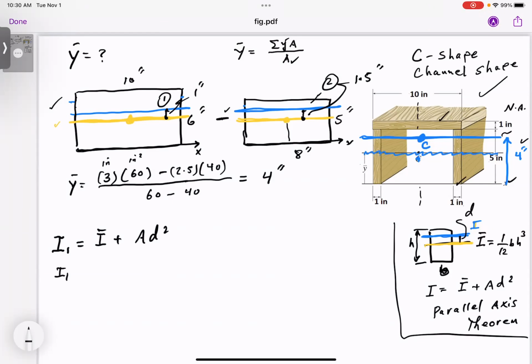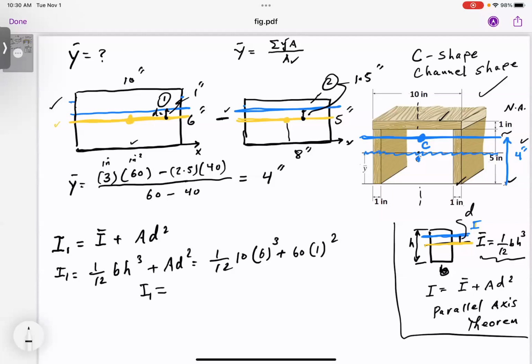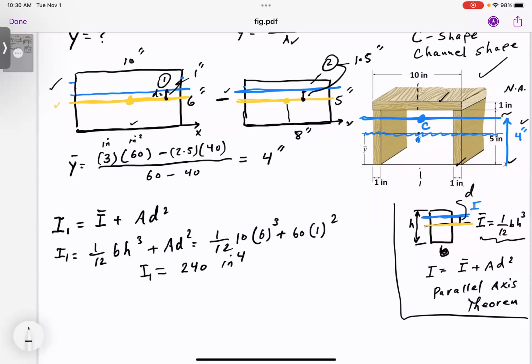All right, so here we go. I1 is equal to 1/12 BH cubed, right? That's I bar, this guy, plus A D squared. So let's go ahead. 1/12, B is 10, H is 6, right? That's with respect to the yellow axis, plus area, which is 60, right? And the distance D is 1. So if you do the calculation, this I1 becomes, I believe, 240, and the unit should be inches to the power 4. That's the unit of moment of inertia. Dimension is length to the power 4.